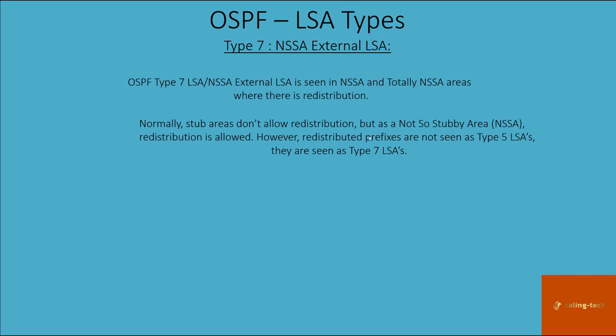However, it's important to note that the redistributed prefixes are not seen as Type 5 LSAs, they're seen as Type 7 LSAs. Now, a Type 7 LSA is translated to a Type 5 LSA and then sent to Area 0, which is also known as the backbone area. Now, don't worry too much about the areas at the moment, because we're going to cover areas and multi-areas in a different lesson and explain what they do.